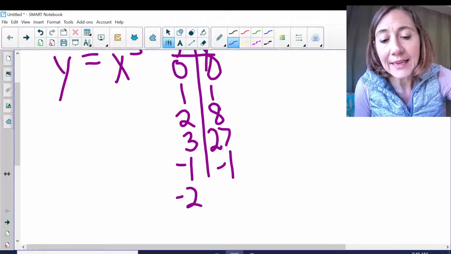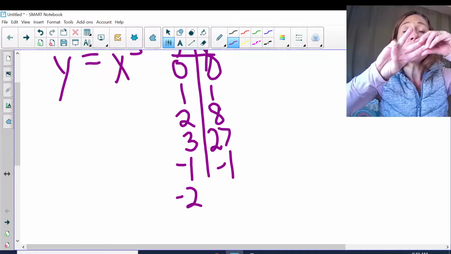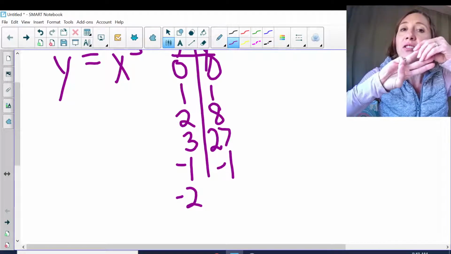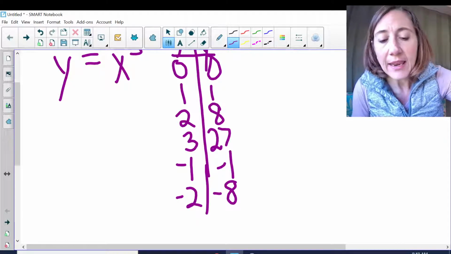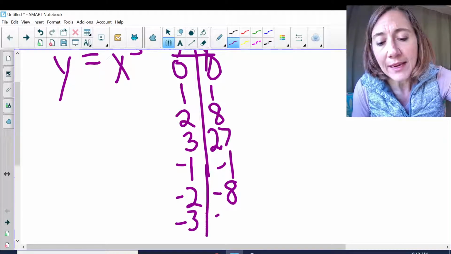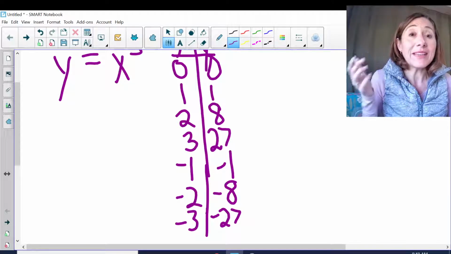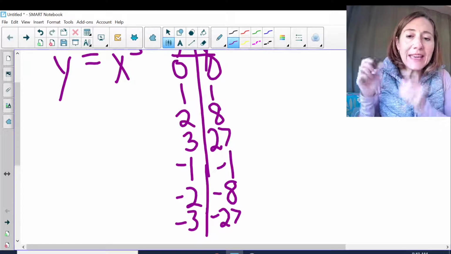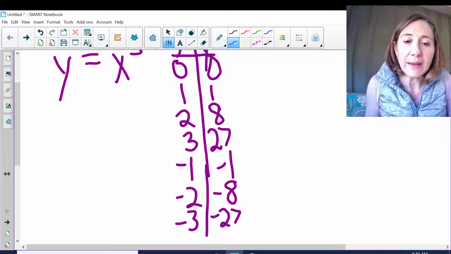If we plug in a negative 2 times negative 2 times negative 2, 2 negatives turn positive, but then there's still that extra negative, so that would be negative 8. And if we do a negative 3, we would get a negative 27. So that's plenty to graph. So you might want to take a little piece of your graph paper and tape it in your notes here, or draw a graph real carefully and label it.